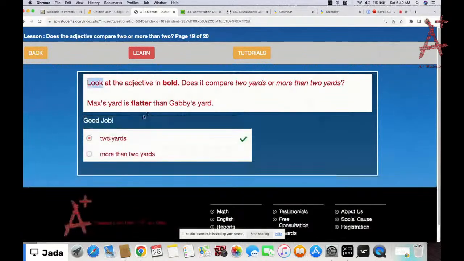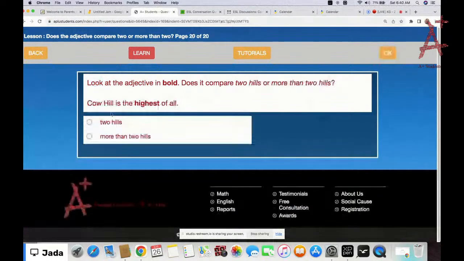And then next up we have Cow Hill is the highest of all. It says highest, so it's comparing more than two. That is superlative. It's not higher. If it's higher and you have -er, then it's the comparative, the first two hills. But if it says highest, it's comparing more than two.